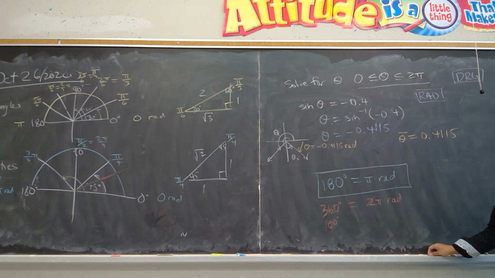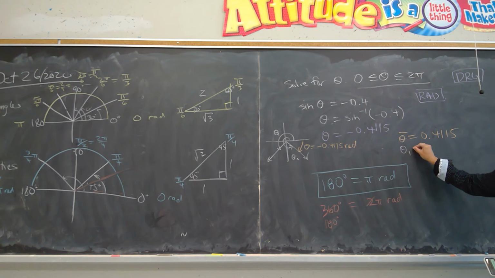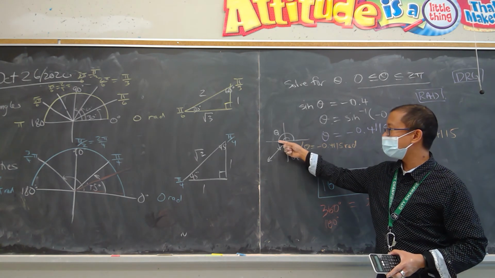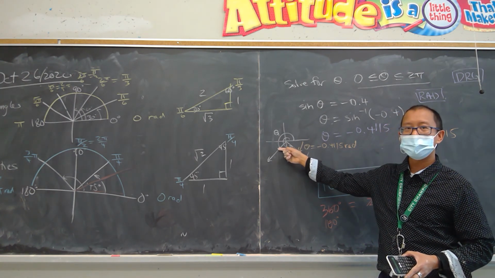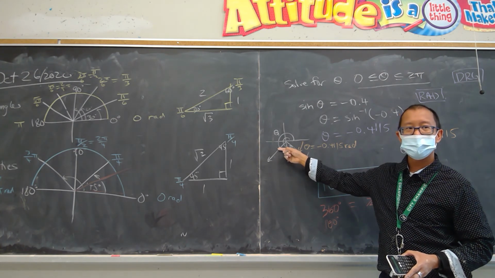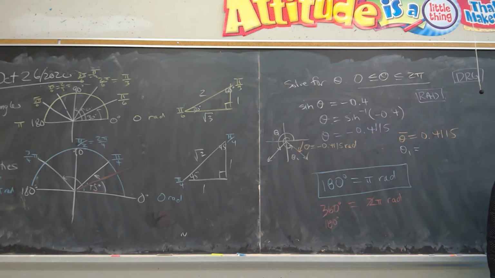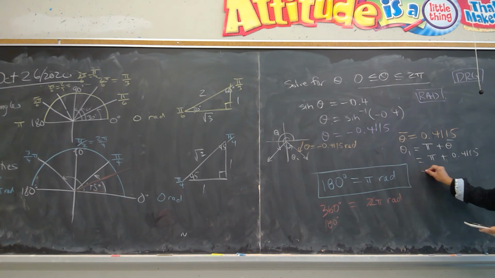So, to find the first angle, normally you would do 180 degrees plus that related acute angle. But we're not working in degrees anymore. Can someone help me out? Instead of 180, what would I use? Grace? Pi. Yeah. Pi plus that related acute angle. In this case, pi plus 0.4115. So let's just do that really quickly. Pi plus 0.4115, and that's approximately 3.55 radians. Let's do 2 decimals so that everyone gets the right answer.